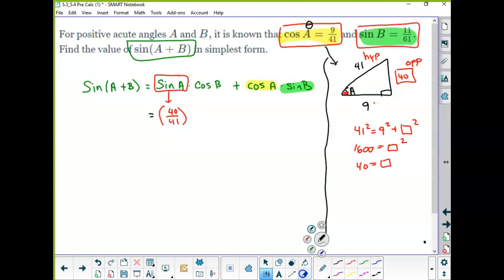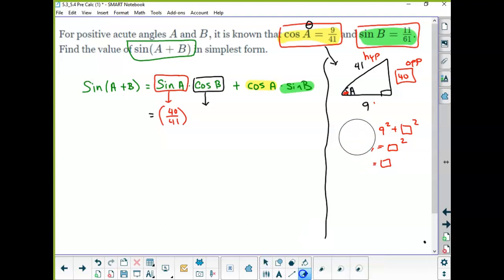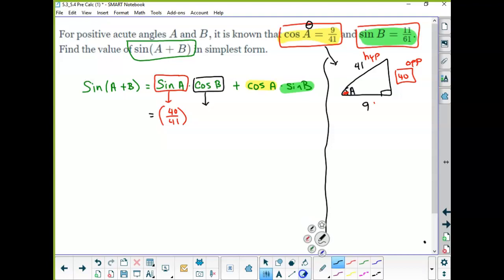And then the only thing I have left to find is cosine of B. Otherwise, I know all four pieces. So, again, more side work. I might erase that Pythagorean Theorem piece. And now, I'm going to draw a different triangle, but now we're focusing on B.